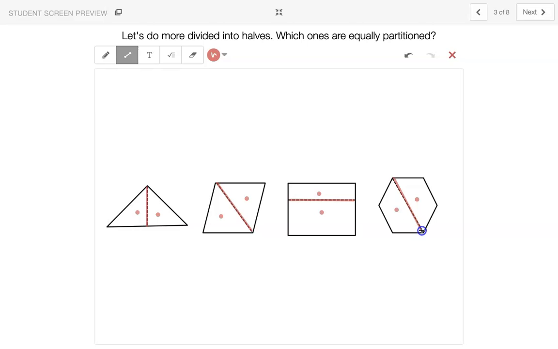If I folded it over, I don't think that would fit on there. And if I do this, there's my hexagon divided in half again, gives me 2 equal parts. So this one is not equally partitioned. It is not divided into halves.